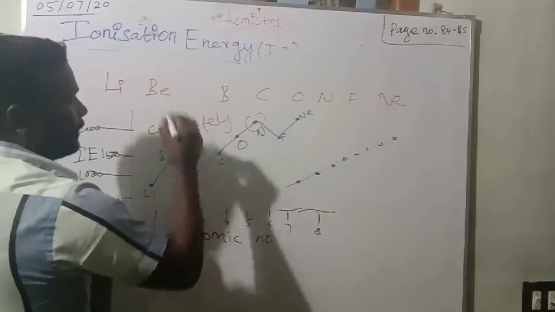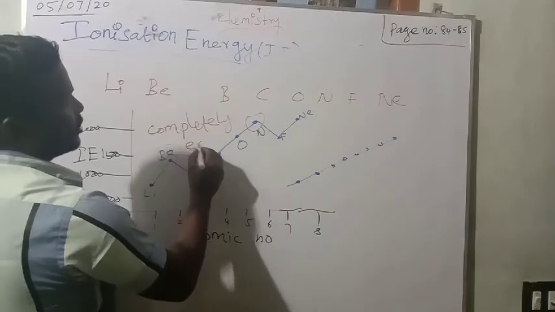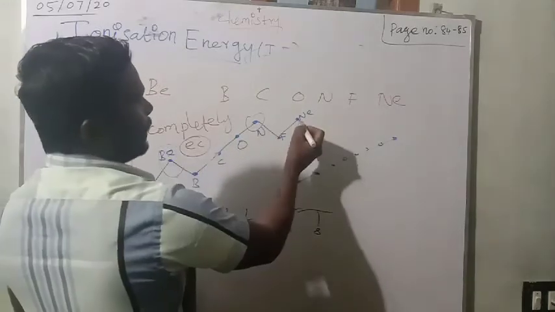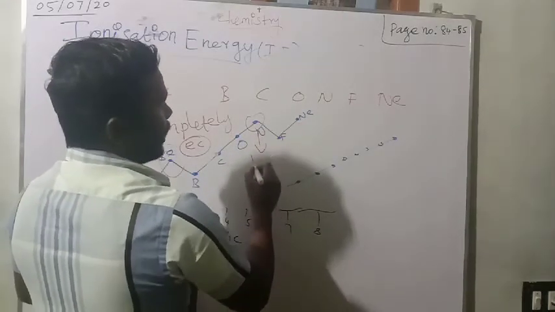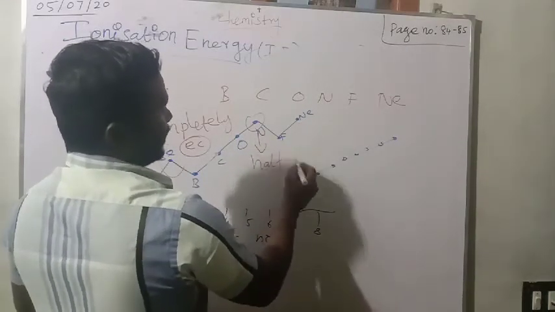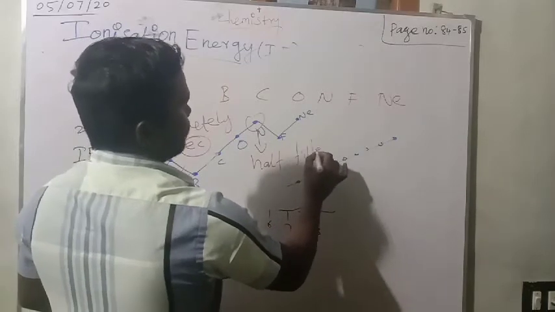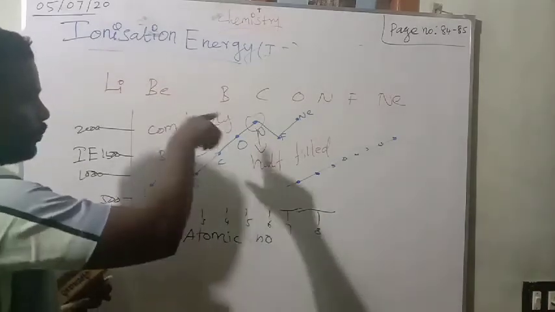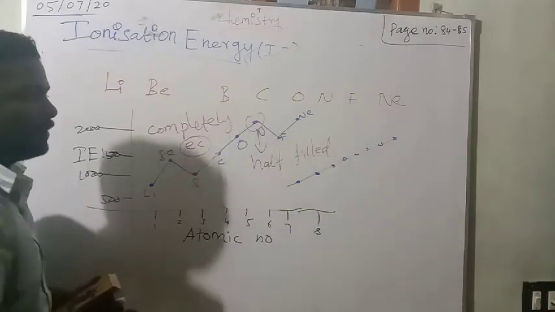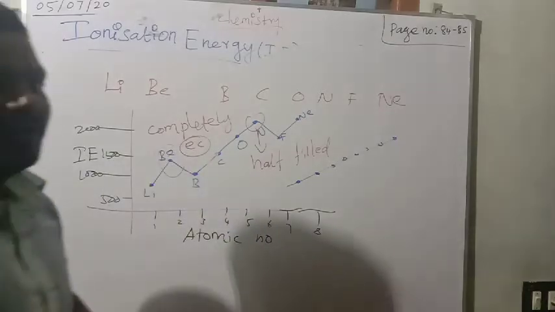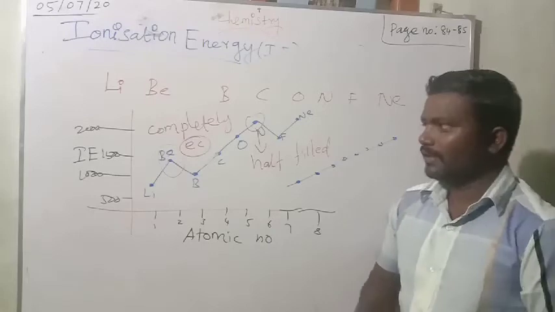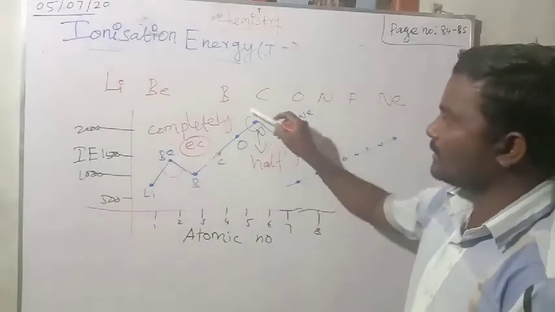Completely filled electronic configuration. EC means electronic configuration. Here also, nitrogen has a half filled electronic configuration. Why do completely filled and half filled configurations have the highest energy? There are two peaks, first peak and second peak. Why these two peaks? That means it has abnormally high ionization energy. Because of that, we are getting this peak.